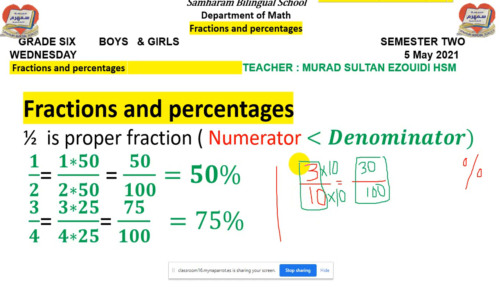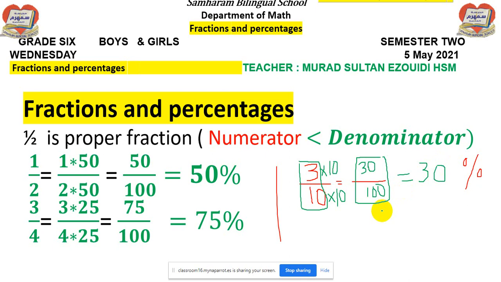This is very important. 3 over 10 and 30 divided by 100 are called equivalent fractions, meaning they have the same value. Why? Because you multiply the numerator by the same number and the denominator by the same number. That's why you got an equivalent fraction. So 30 divided by 100 is what as percentage? It will be 30%. Excellent. Very good.